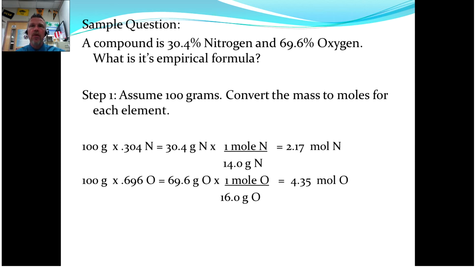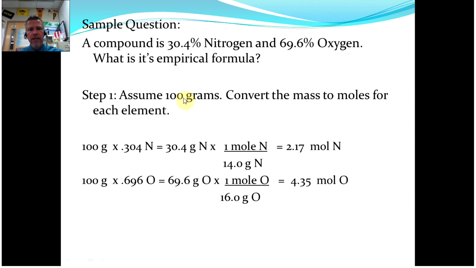The empirical formula would probably come up in analytical chemistry when you have an unknown compound and you can do some kinds of experiments to determine what the elements are in the compound, but you don't yet know exactly what it is. And so this sample question comes from that. You have some unknown compound and you've done some experiments to determine that it's 30.4% nitrogen and 69.6% oxygen, but you don't really know what the makeup of the compound is yet. You just know that it's mostly oxygen and then some nitrogen. We want to find its empirical formula.